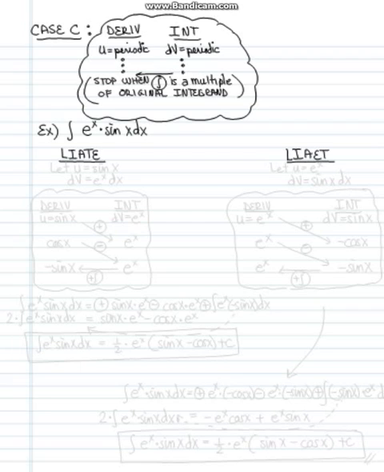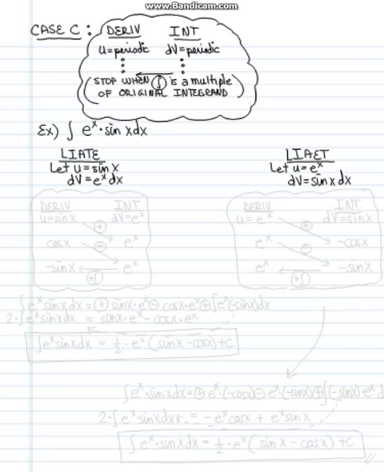So in this L-I-A-T-E, I'm going to say let u equal the trigonometric function sine x, then dv will be equal to e to the x dx. Over here, I'm going to let u equal the exponential function e to the x, and then dv will be equal to sine x dx. We're going to get the same answer.